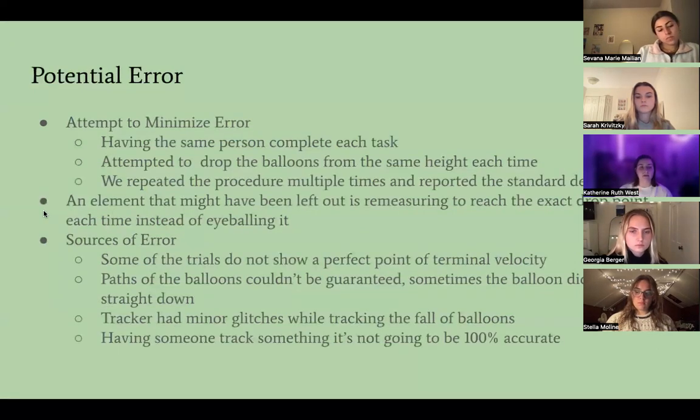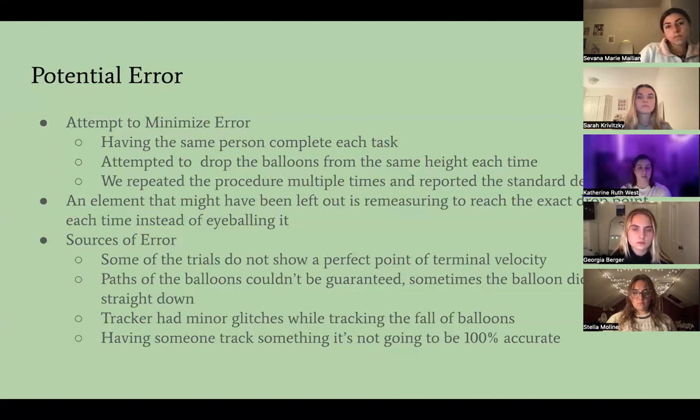In an attempt to minimize error, we made sure that the same person completed each task. So we had the same person drop the balloon in all of our trials, and we made sure that the people analyzing Tracker were the same for all trials, just to keep everything consistent. We attempted to drop the balloons from the same height each time, and we repeated our procedure multiple times and recorded the standard deviation to minimize our error. An element that may have been left out was remeasuring the exact point that we dropped the balloon at, instead of eyeballing it each time, instead of measuring with our meter stick each time, the 2.292 meters.